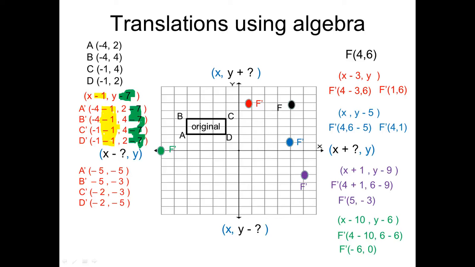And once I've got my new points, I can simply plot them, join them together, and I've got my quadrilateral A prime, B prime, C prime, D prime. Remember to put those primes on there to tell me that this is the new figure.